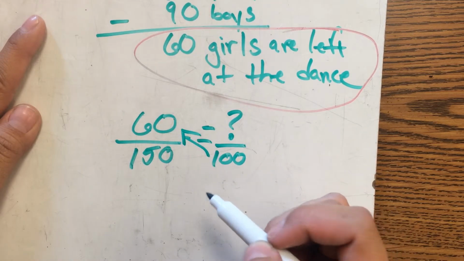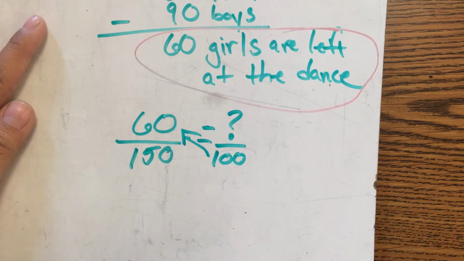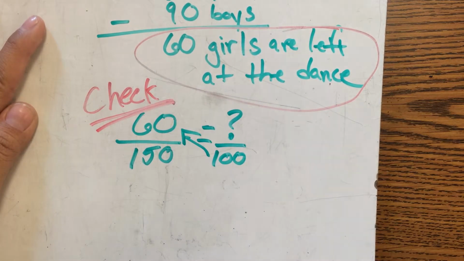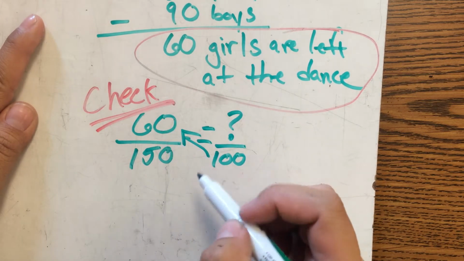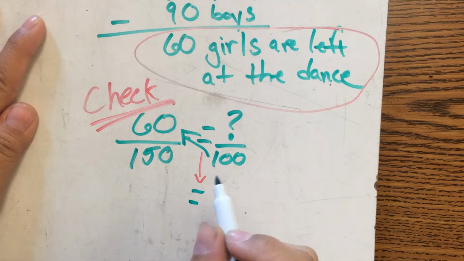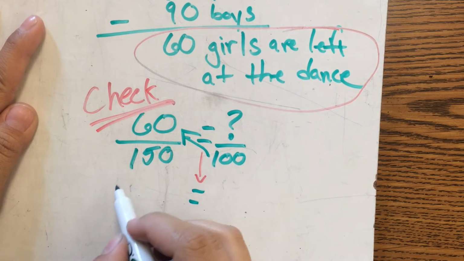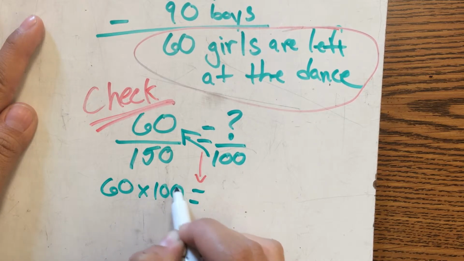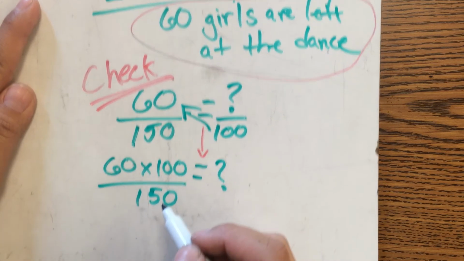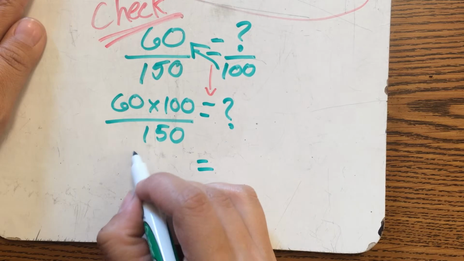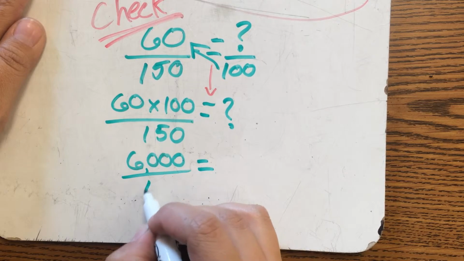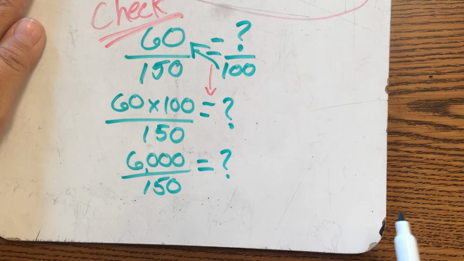Cross multiply this way. Here, let me label this. This is the checking process. I already found the answer. This is the checking process. Move that there. Make sure you copy your equal sign exactly underneath where it started from. Move the term you want to move. Keep everything else the same. 100 times 60 is 6,000. Over 150 equals question mark.